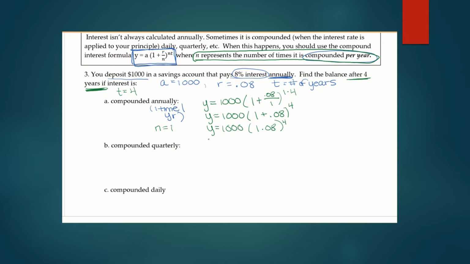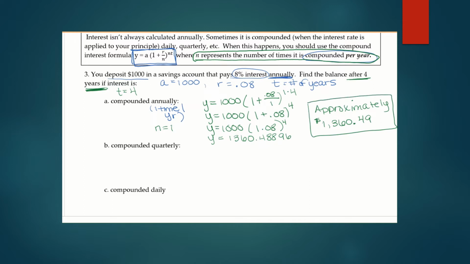And how much money will be in my account after 4 years if we're compounding interest annually? So I'm going to have $1,360. Now I'll give you the full decimal that I see on my calculator, but we are obviously going to cut that down because we're talking about money. So we'll say approximately, and we're going to round to 2 decimal places, $1,360.49.